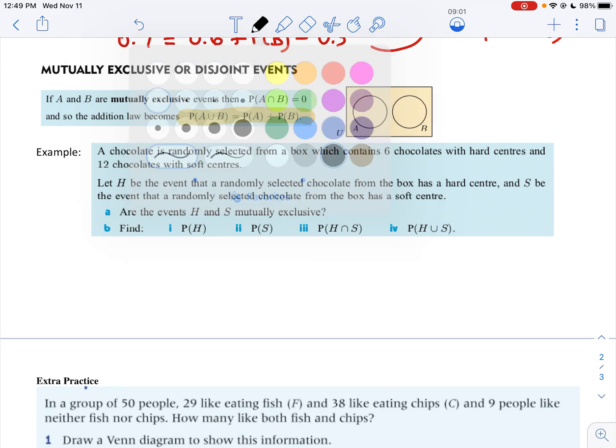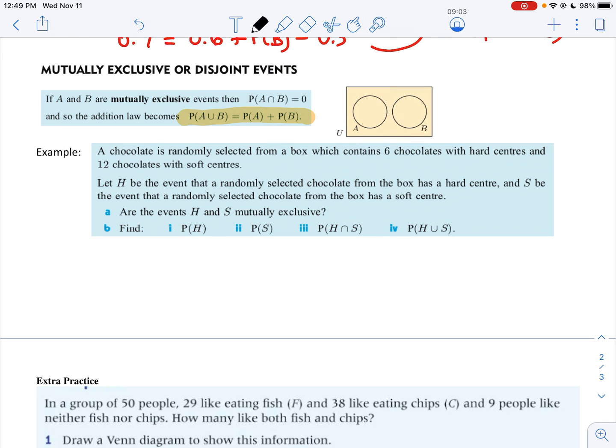So here we go. Last example. A chocolate is randomly selected from a box which contains 6 chocolates with hard centers and 12 chocolates with soft centers. Let H be the event that a randomly selected chocolate from the box has a hard center, and S be the event that a randomly selected chocolate from the box has a soft center. Part A says, are the events mutually exclusive? Yes, because you can't have a hard center and a soft center.